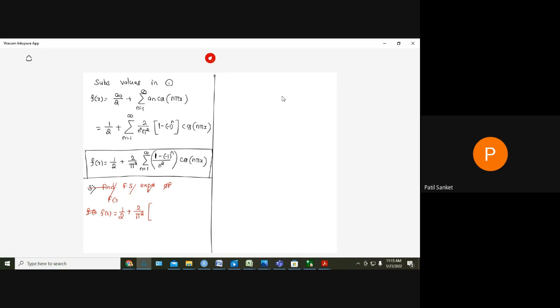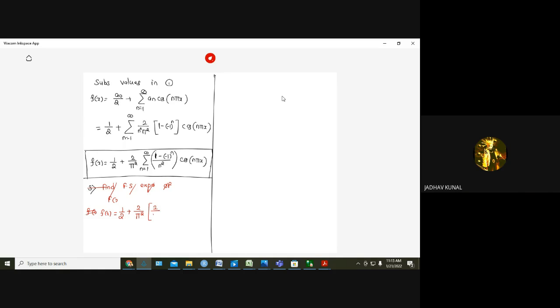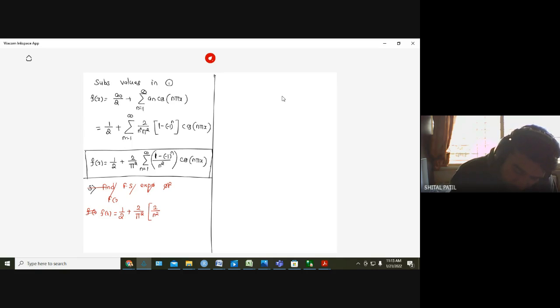Why 0? 2 by n square, minus 1, so minus minus plus. So it is 2 by n square. Clearly we have taken n equal to 1. So 2 by 1 square and then cos of pi x. Now the value of cos pi x depends upon x. Plus, now take n equal to 2.